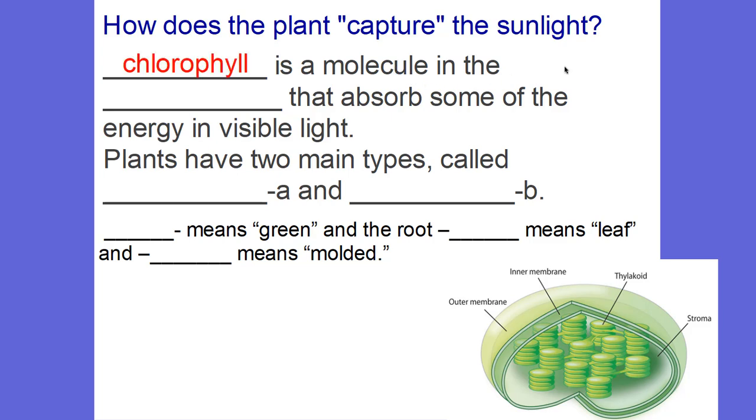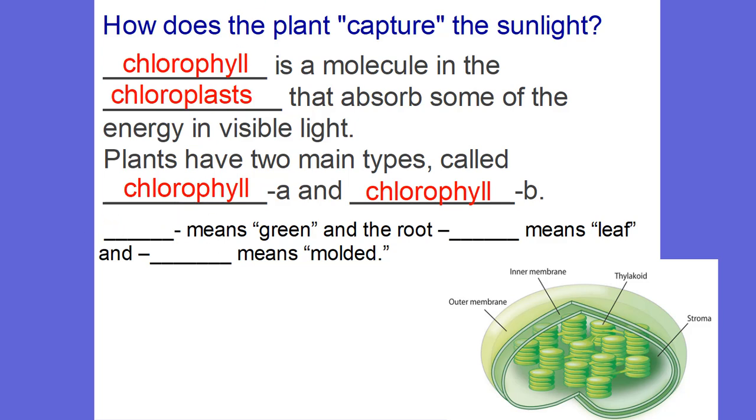Okay, so how does a plant capture sunlight? Well, it uses what's called chlorophyll. Chlorophyll is a molecule in the chloroplasts. You can see the chloroplasts are this green molecule here. The chlorophyll is a green molecule inside this chloroplast, and they absorb some energy in visible light. Plants have 2 main types. They have chlorophyll A and chlorophyll B. Both absorb different wavelengths of the spectrum.